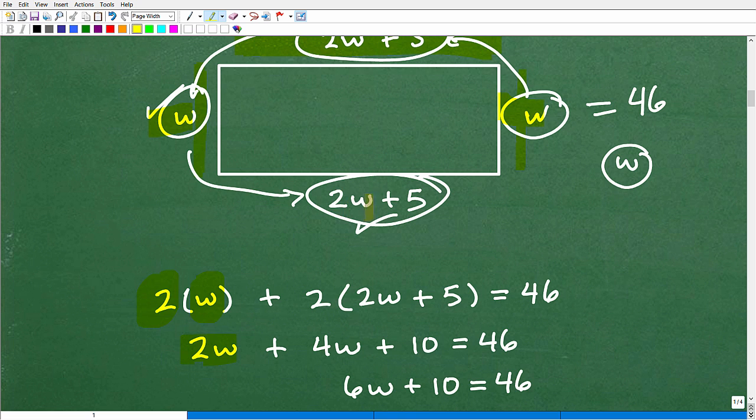So if you gave me 2W plus 5 plus 2W plus 5 to show me the entire perimeter equation, that's fine. Or we could just take twice one side to represent this. So 2 times 2W plus 5. This right here is a representation of the perimeter, and we know it's equal to 46 inches.